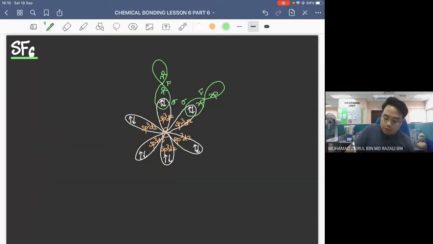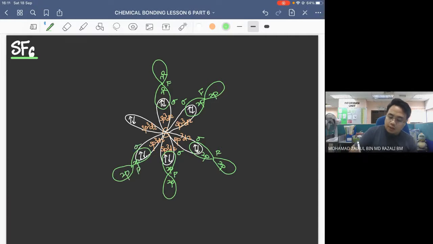Okay, so for this lobe, awak kena buat benda yang sama juga. Kita ulang sampai semua overlap dengan each of the loop dalam sp³d². So 2p fluorine sigma. So this one also, 2p fluorine sigma. Okay, same goes with this one. So 2p fluorine sigma, and the last one is also 2p fluorine sigma. Okay, so this is the orbital overlapping diagram for SF6.